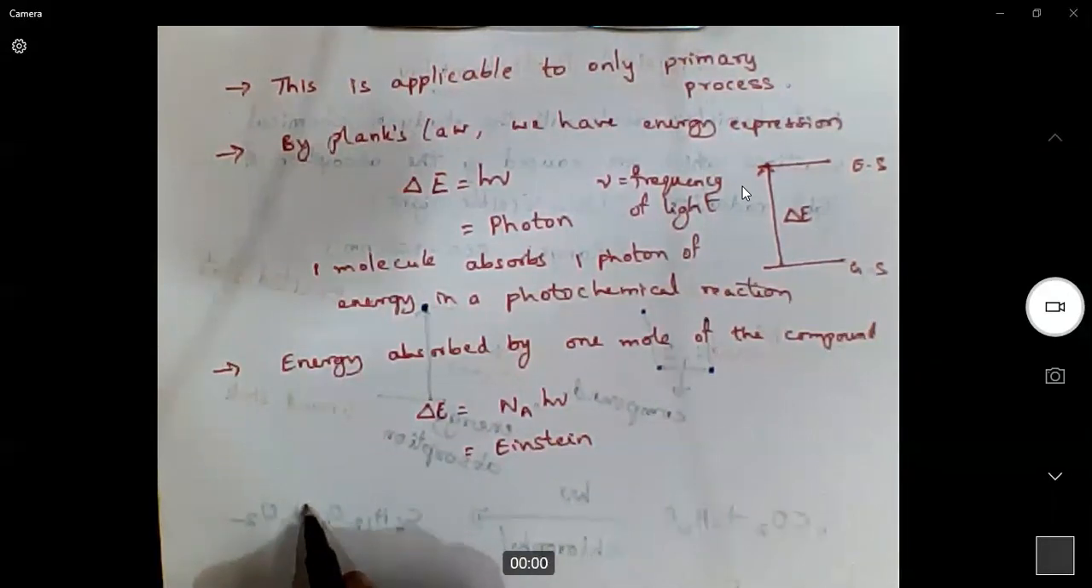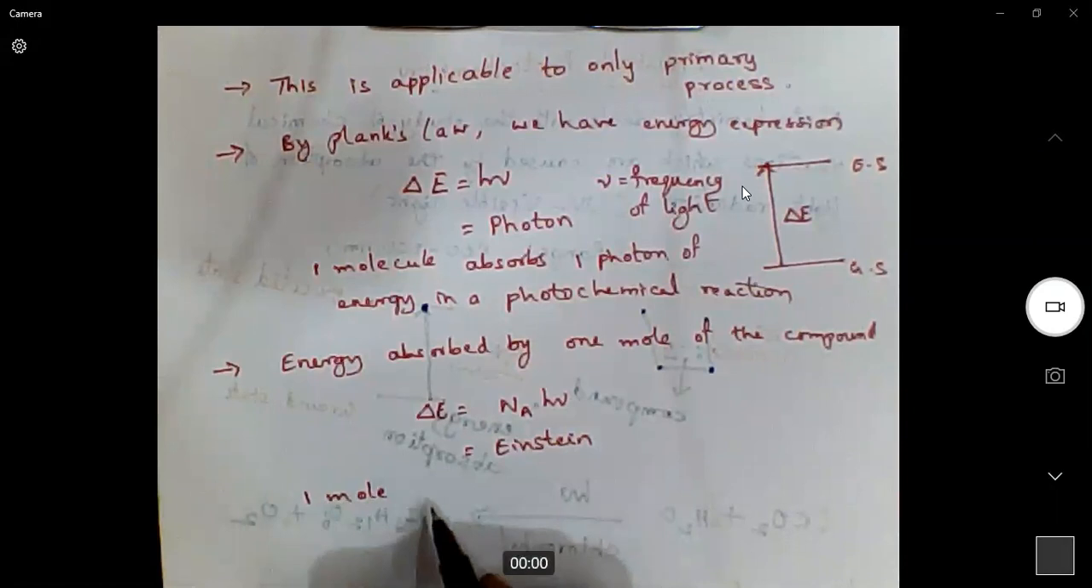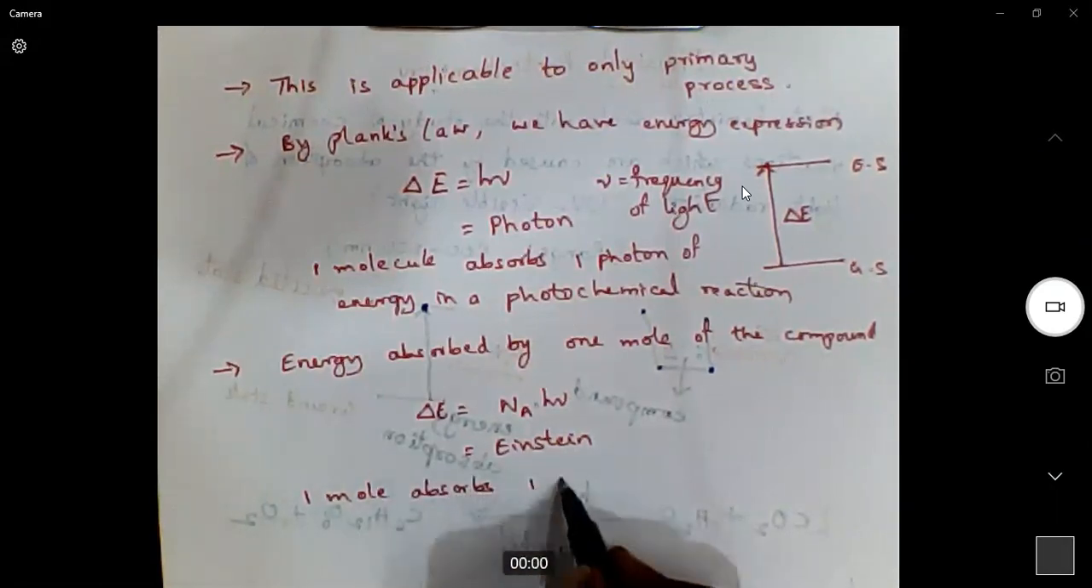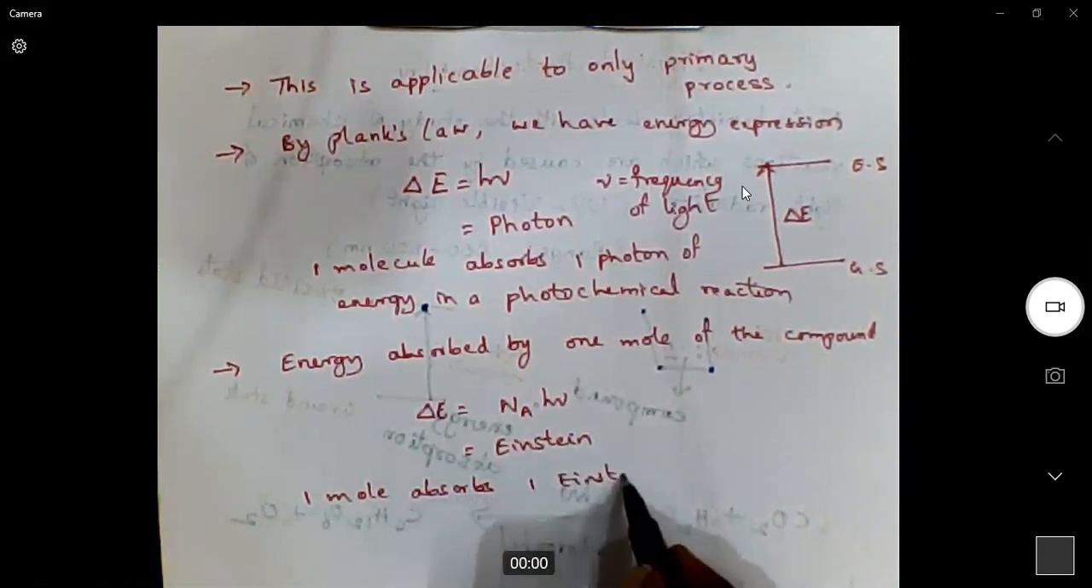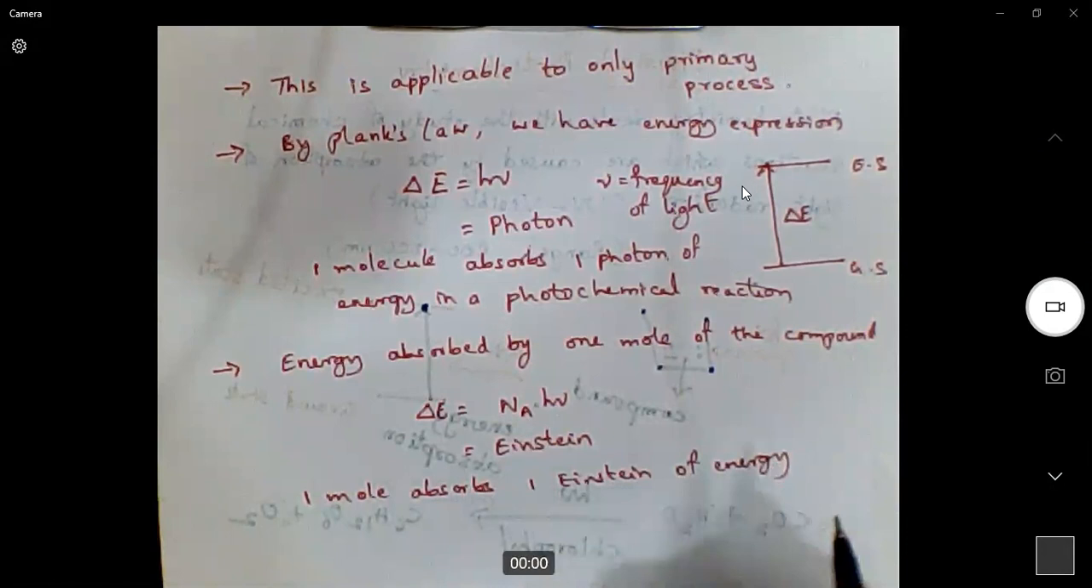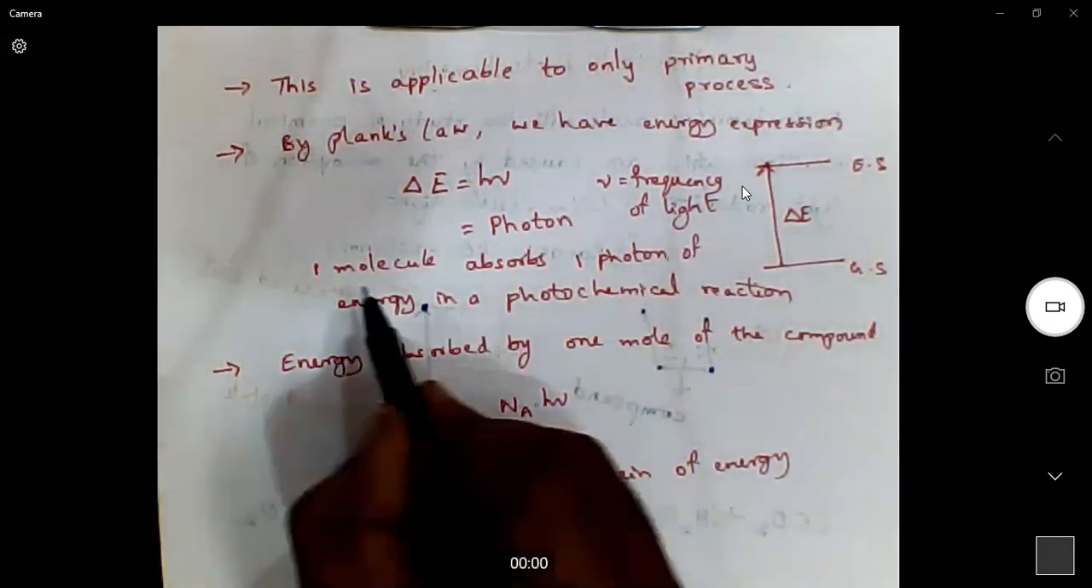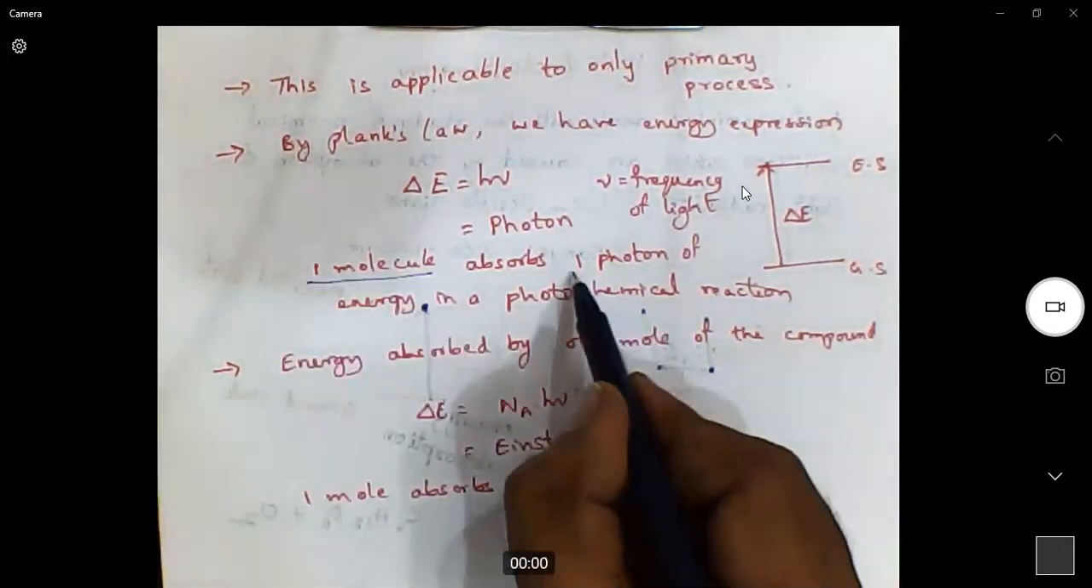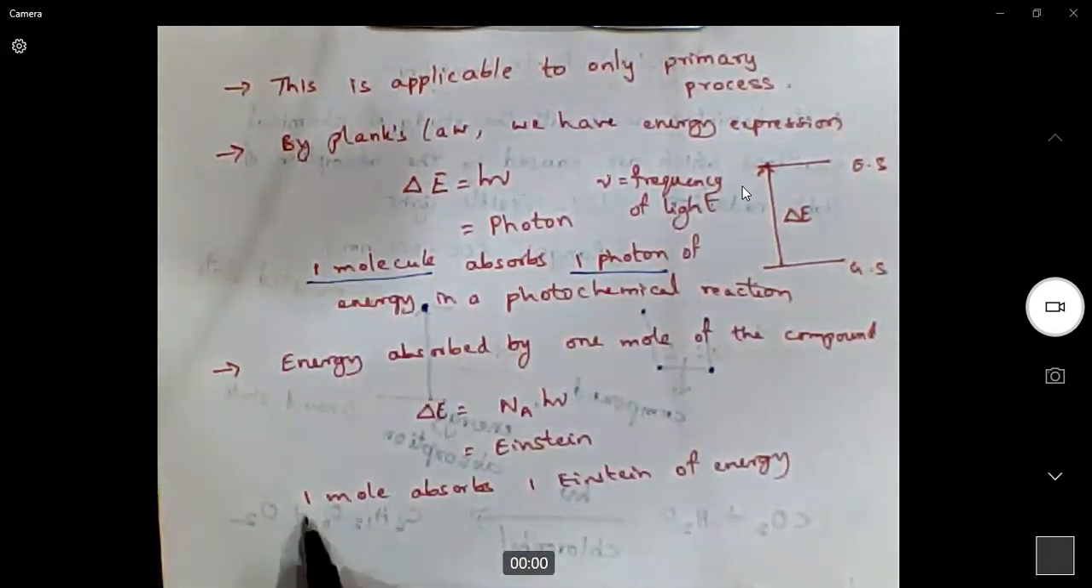So 1 mole absorbs 1 Einstein of energy, whereas 1 molecule absorbs 1 photon of energy. 1 mole absorbs 1 Einstein of energy.